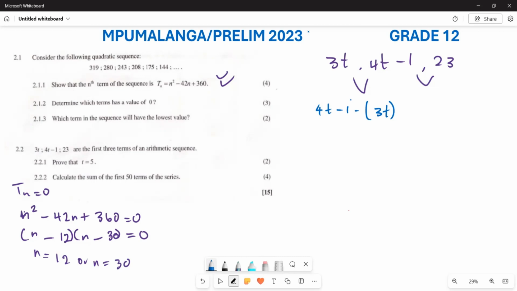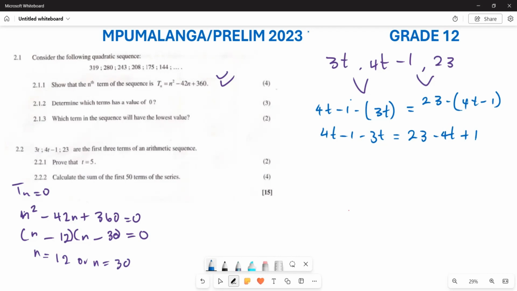Secondly, what else are you going to write here? This is going to be 23 subtract 4t subtract 1, right? Now, when you continue with this, you can simply equate them because your differences must be the same. So they must be equal. So this is going to be 4t subtract 1 subtract 3t is equal to 23 subtract 4t plus 1.